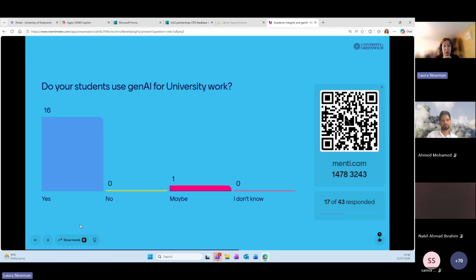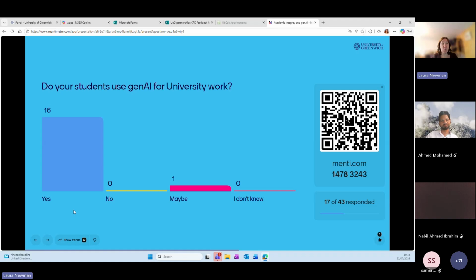I would agree with you. In my experience, most students are using GenAI within their university work nowadays. Obviously, that is a generalization. I have come across some students who are absolutely against GenAI and will not use it at all. But they are, in my experience, very much in the minority. So I'm glad to see that that is the consensus across the board.